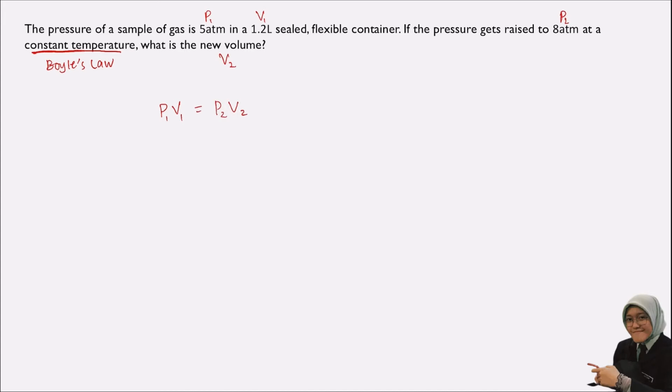So, to find V final, we just rearrange the equation: V final equals V initial times P1 over P2. So now, we just substitute all the values. Then we will get 0.75 liter. So the new volume is V equals 0.75 liters.